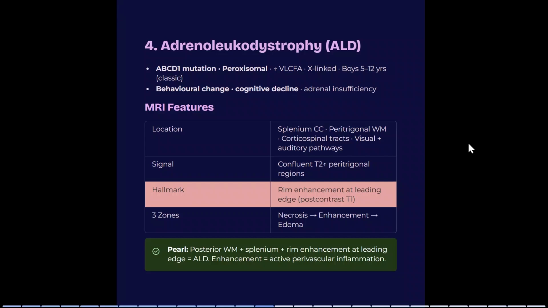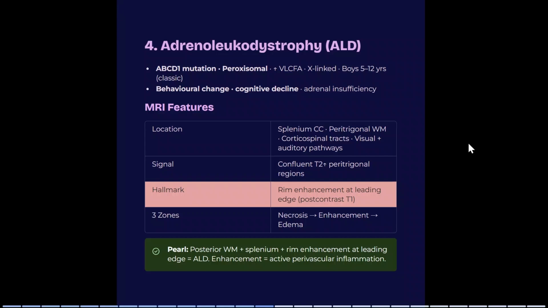And the main hallmark of this disease is rim enhancement at the leading edge. So post contrast T1 image is very important. So if you are shown this image, or you are asked about post contrast T1 in any exam scenario, then you must keep an eye that it could be ALD.